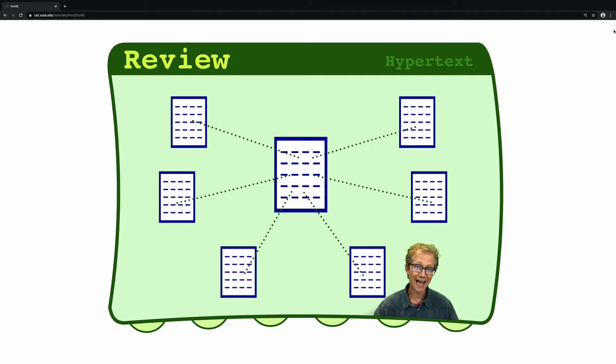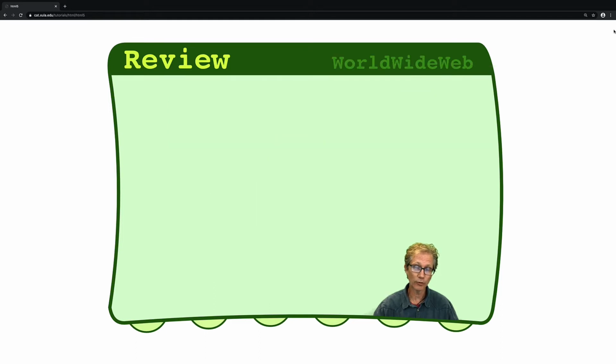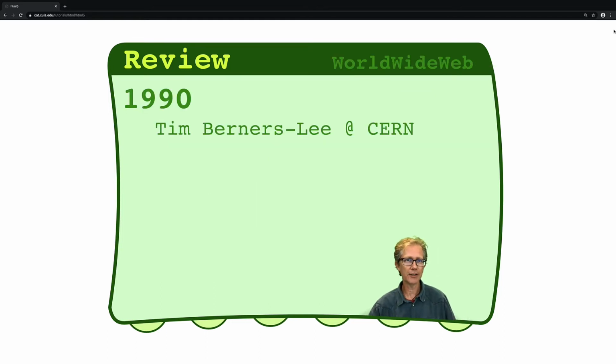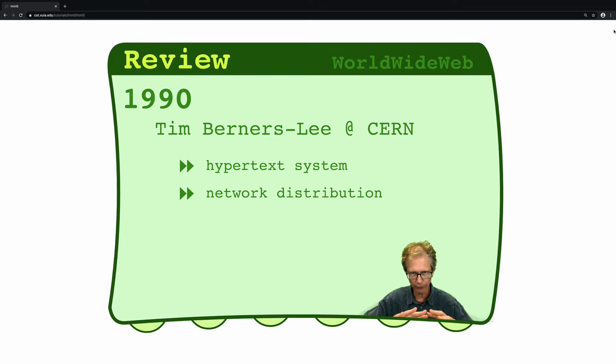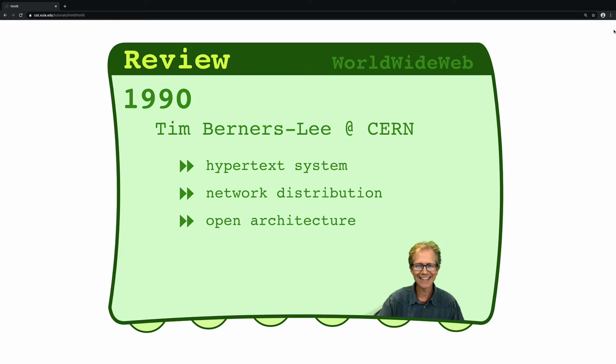Probably the most significant hypertext system ever invented was World Wide Web, all one word, invented by Tim Berners-Lee in 1990 when he was working at the particle accelerator facility in Europe, CERN. And he devised a hypertext system which featured network distribution. So it was not just on one machine, but across a whole network, and built with an open architecture so people could add to it and extend it. And significantly, he put all this work in the public domain for the common good.